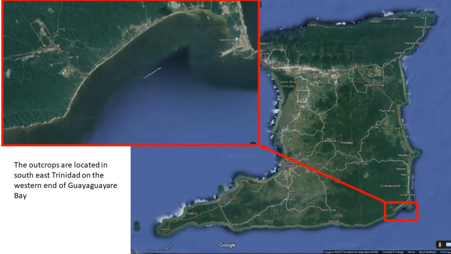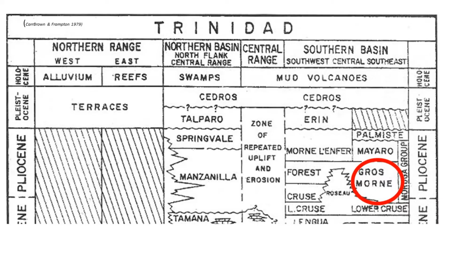The outcrops are located in southeast Trinidad at the western end of Guayaguayare Bay. The Gros Morne Formation is of Pliocene age and is part of the Moruga group. It is correlatable with the Forest and Cruse formations of the southwestern peninsula.